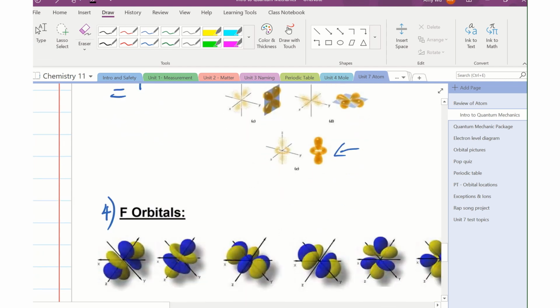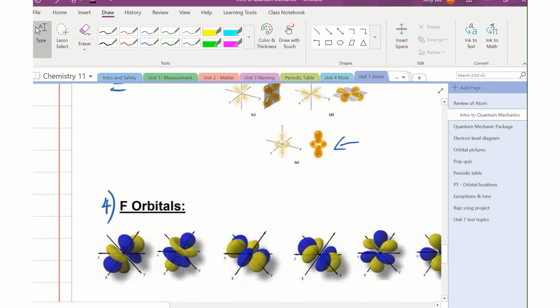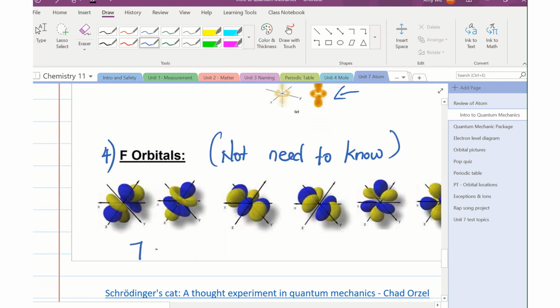And lastly, for the f orbitals, it gets really complicated, and you don't need to know these ones. You don't need to draw them. There are seven of them, but you don't need to know them. I'm just giving you extra information. There are seven of them.